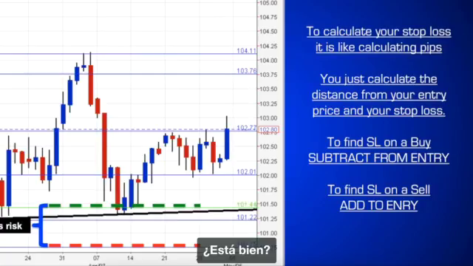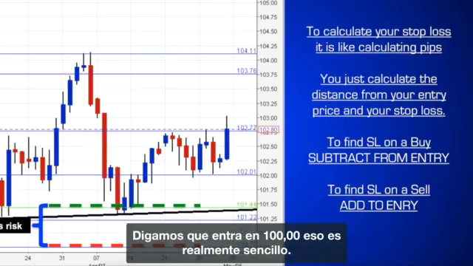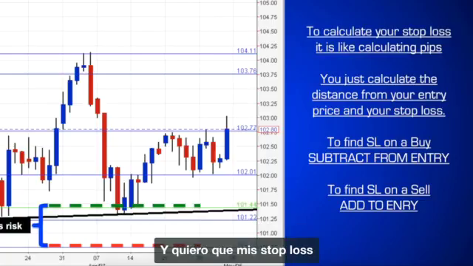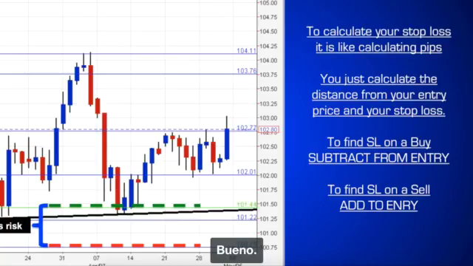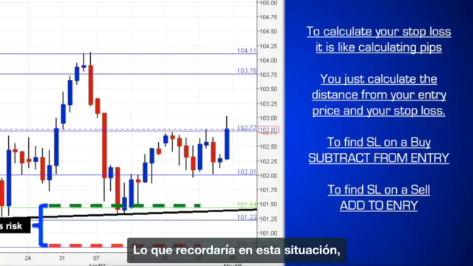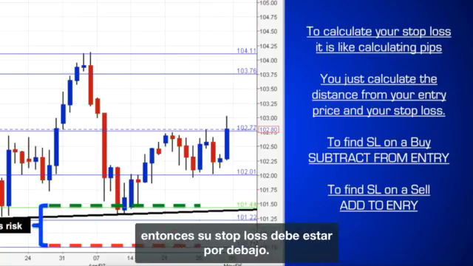Okay, so let's say you got in at 100.00. That's really easy. And you know that, well, I want my stop loss to be 50 pips below that. Well, then your stop loss should be 99.50. Does that make sense? Okay. Why? Remember, in this situation, this was going to be a buy, so your stop loss should be below.